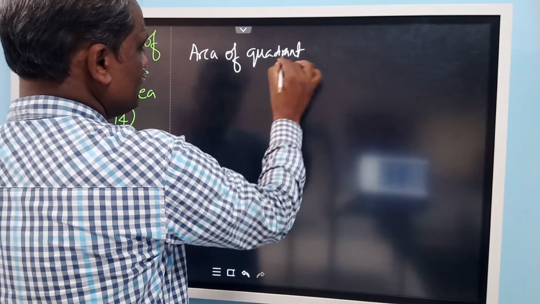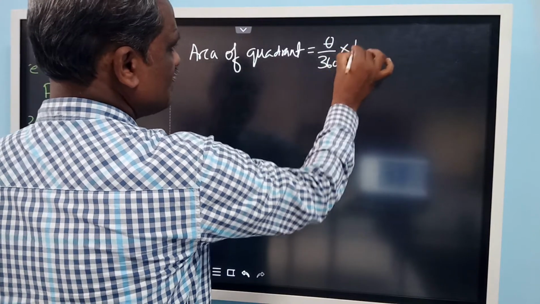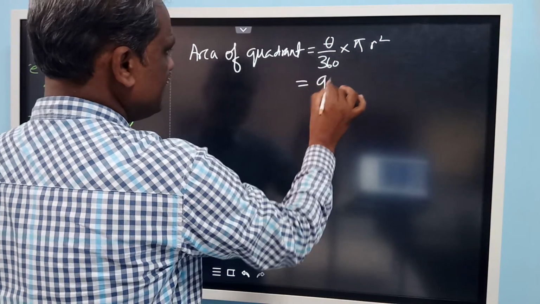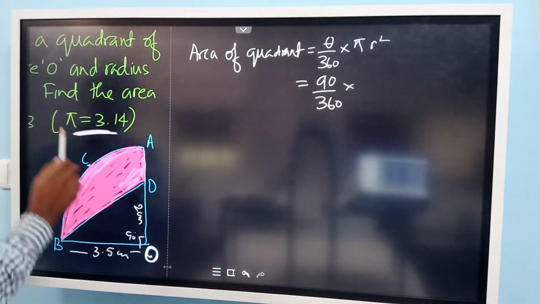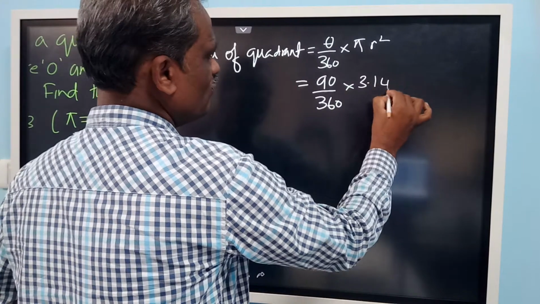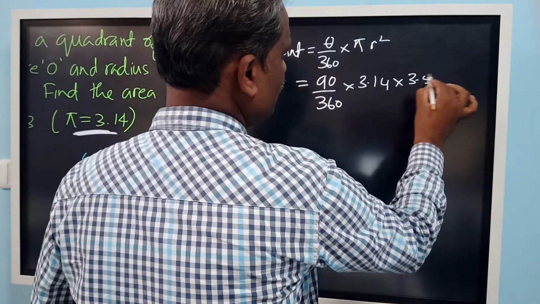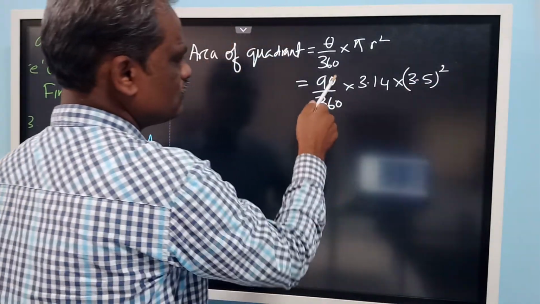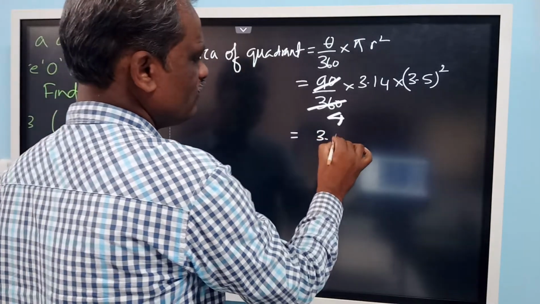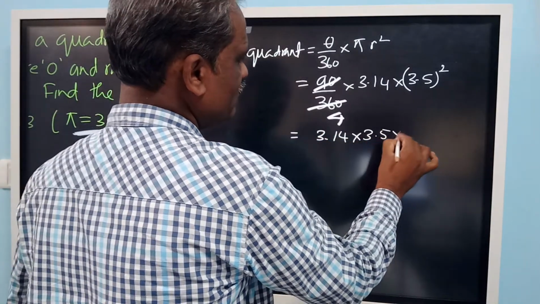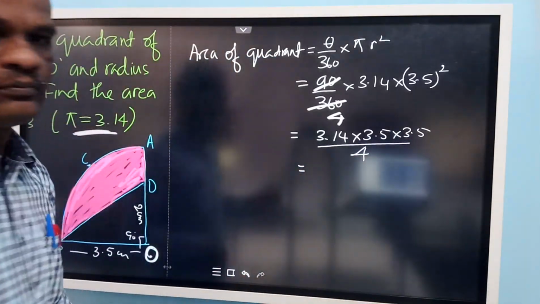Area of quadrant is equal to theta by 360 into pi r square. Theta here is 90 degree divided by 360. Pi value is given, use 3.14. So let us use 3.14 into radius 3.5, whole square. So now 3.14 into 3.5 into 3.5 divided by 4. Simplify and tell me what is the answer now.